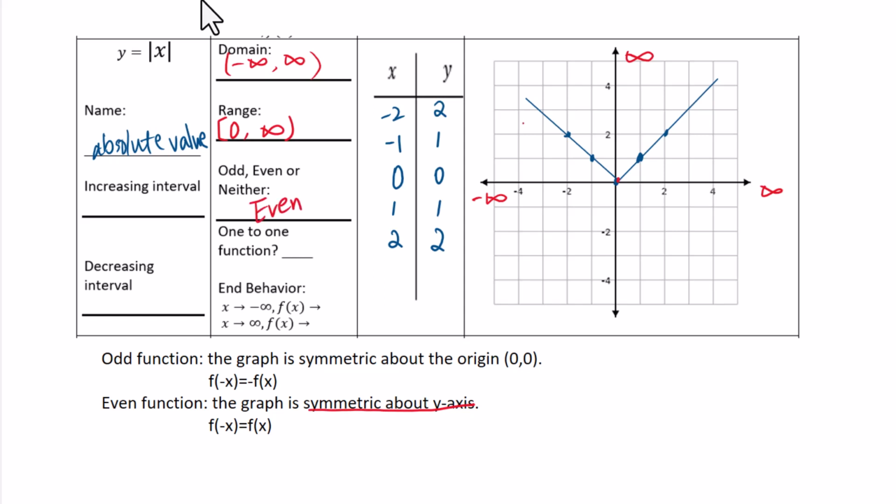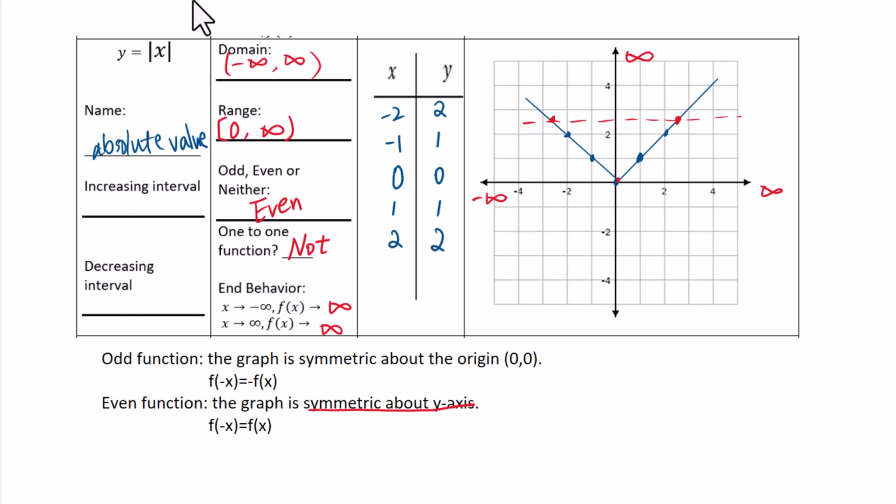When we draw this horizontal line, we got two intersections. So it's not a one-to-one function. When x approaches negative infinity, f of x approaches positive infinity. When x approaches positive infinity, f of x approaches positive infinity.